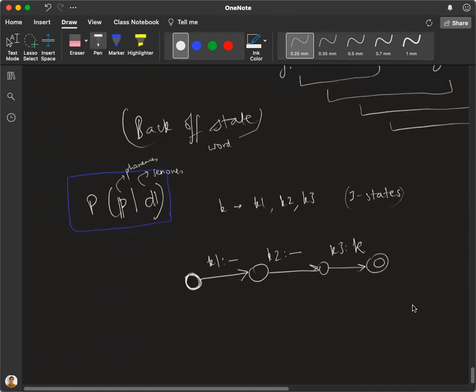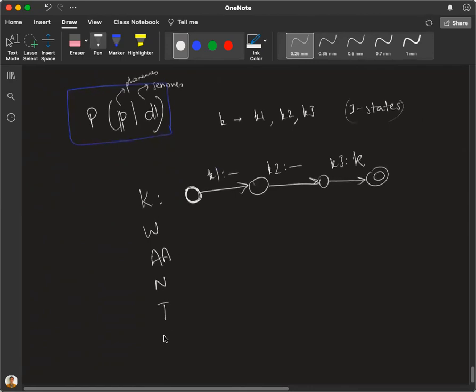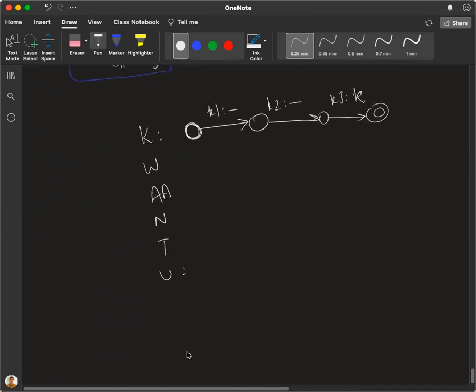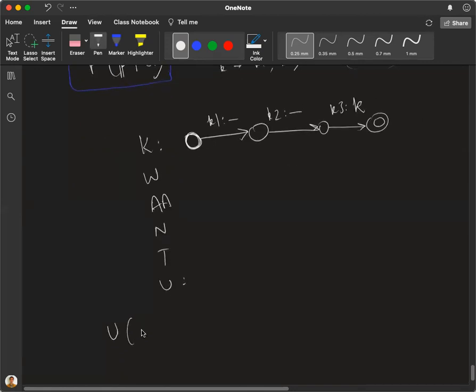In a similar way, I can have an FST called curve. Then I can have FSTs called ver, na, ta, u. All these FSTs can be made, right? This is very easy. Now, to make this probability P given D, all these are possible. So you will take a union of all these.